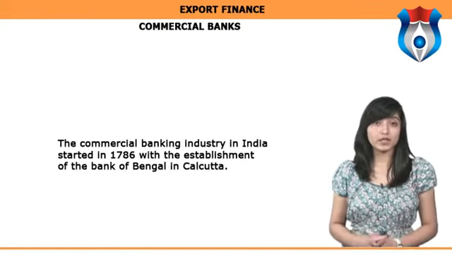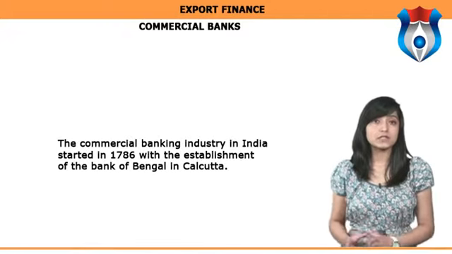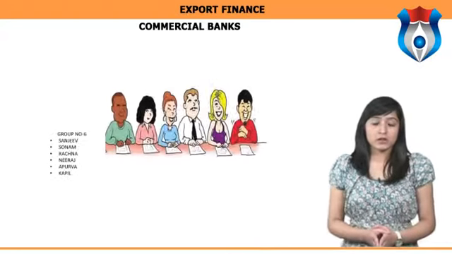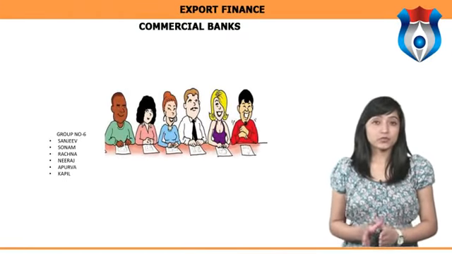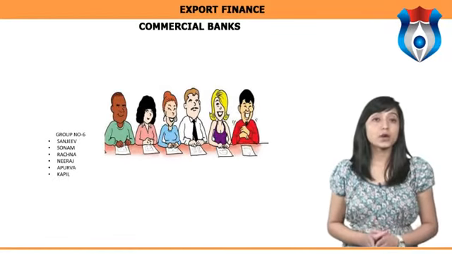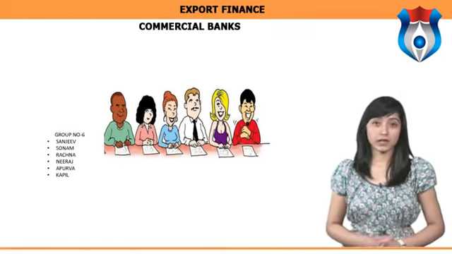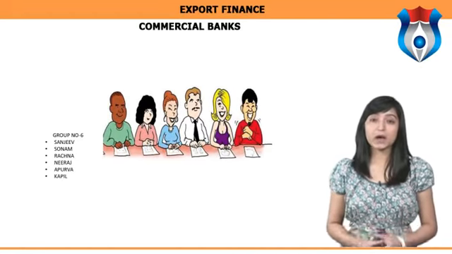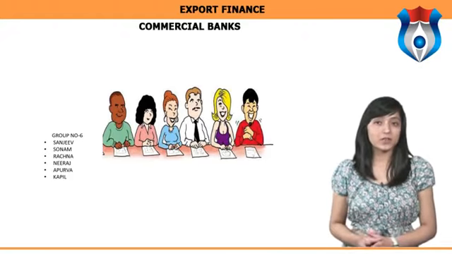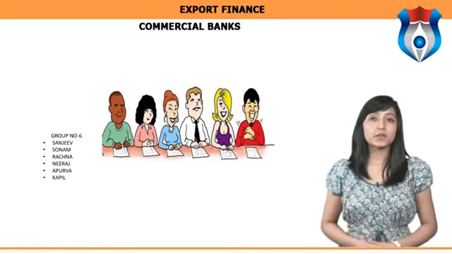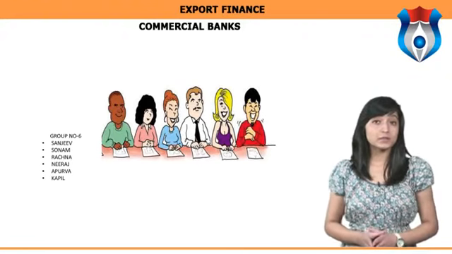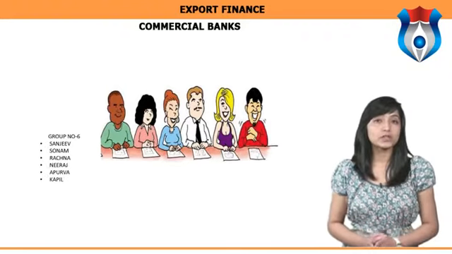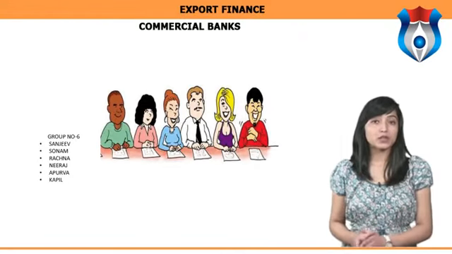The commercial banking industry in India started in 1786 with the establishment of the Bank of Bengal in Calcutta. The Indian government at the time established three presidency banks: the Bank of Bengal, established in 1809, the Bank of Bombay, established in 1840, and the Bank of Madras, established in 1843. In 1921, the three presidency banks were amalgamated to form the Imperial Bank of India, which took up the role of a commercial bank, a banker's bank, and a banker to the government.